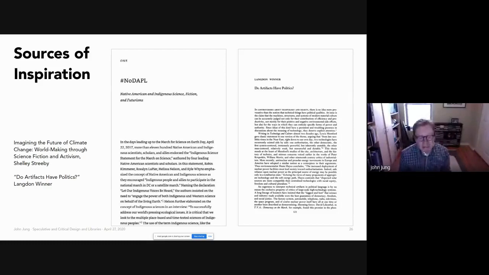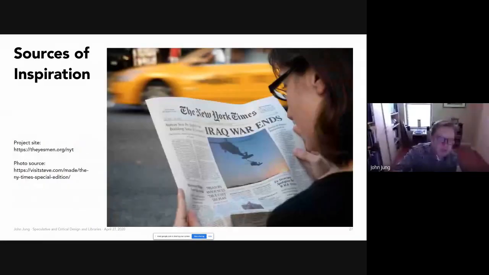And this happened when we looked at a project called the New York Times Special Edition from the Yes Men. So in this project, the Yes Men, who are a culture jamming and artist activist duo, printed a fictional version of the New York Times newspaper and distributed it on the streets of New York City. They did this on November 12, 2008.